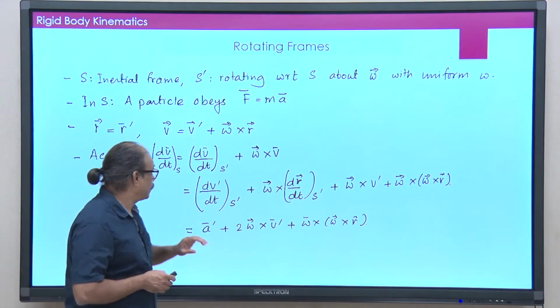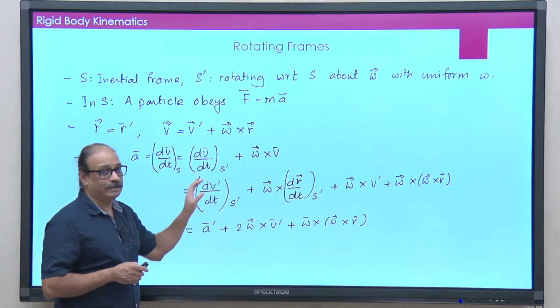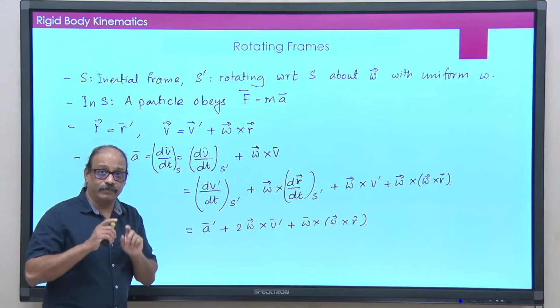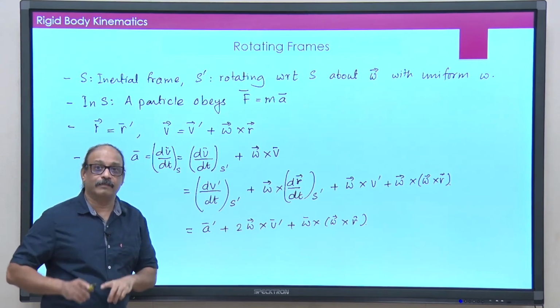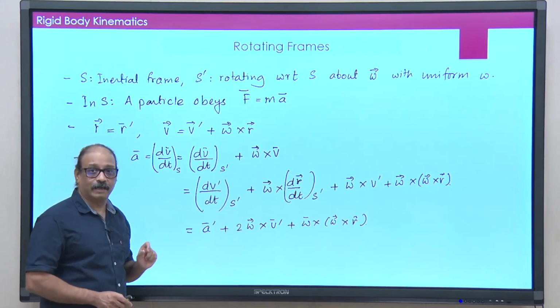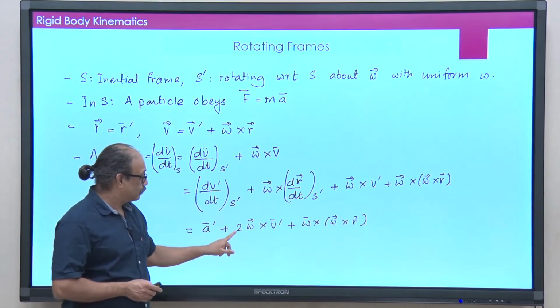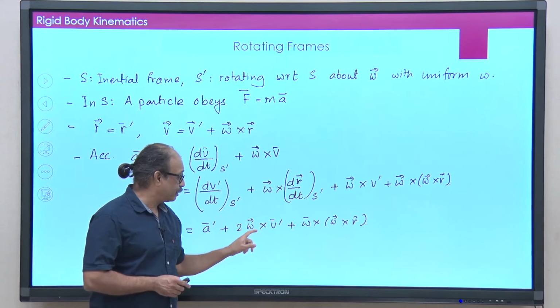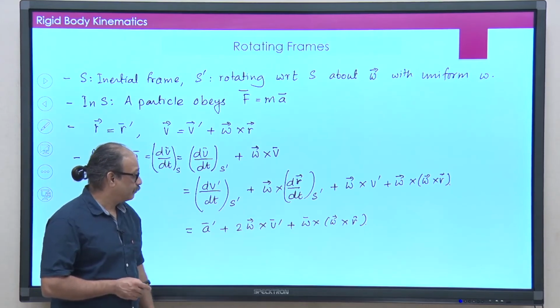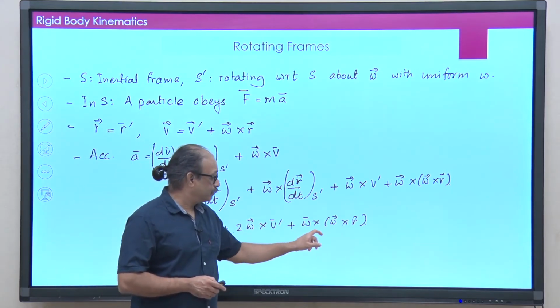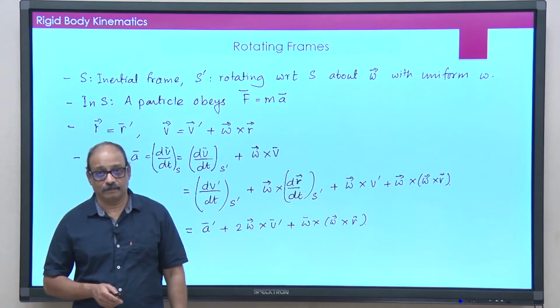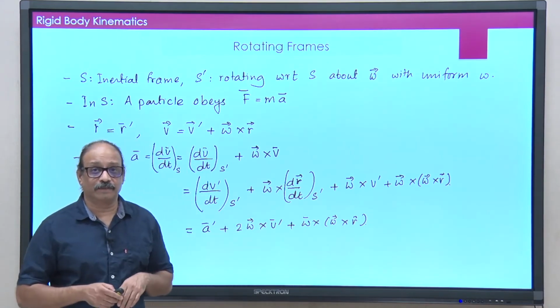In the S prime frame, the acceleration is not dv by dt as seen from S prime, it is dv prime by dt seen by S prime, that is the acceleration in S prime. So, that is 2 times omega cross v prime, plus omega cross r. Now, what happens to the force equation?